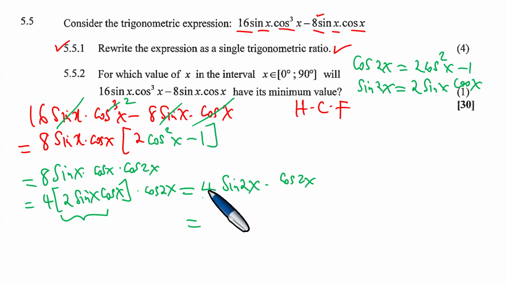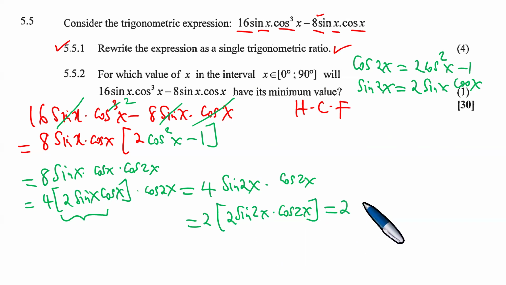But yes, we can take out another 2 and write 2 sine 2x cosine 2x. What is 2 sine 2x cosine 2x? The answer is sine 4x. Well done, you're on point. You can write this like that, because sine 2x is 2 sine x cosine x, which means it is 2 times the sine of 4x.